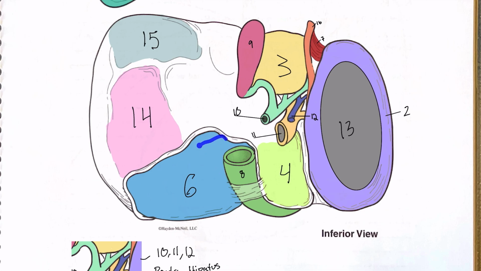6 is the bare area of the liver right here. So the reason we call it that is because it lacks peritoneum and is in direct contact with the diaphragm, if that answers any questions.